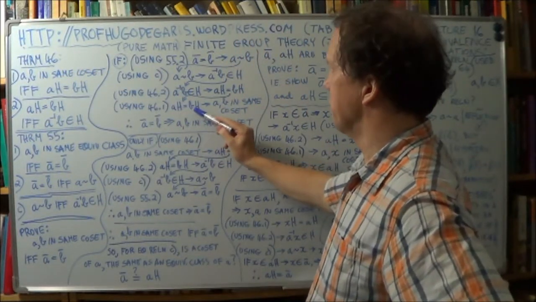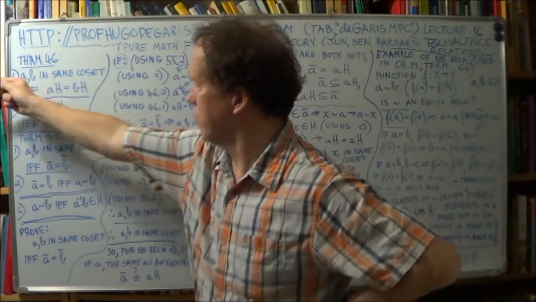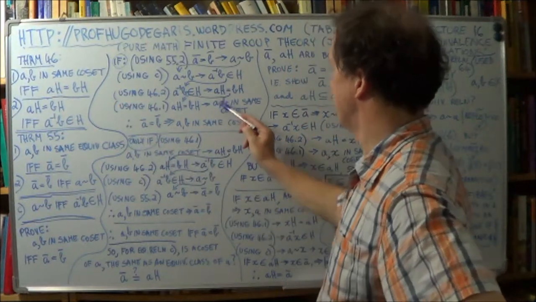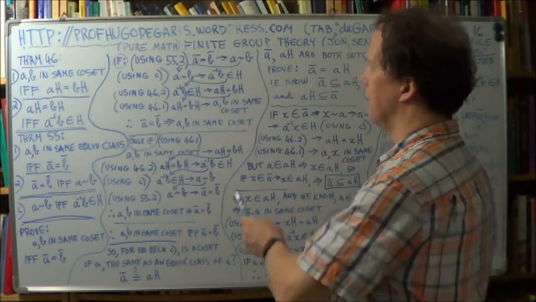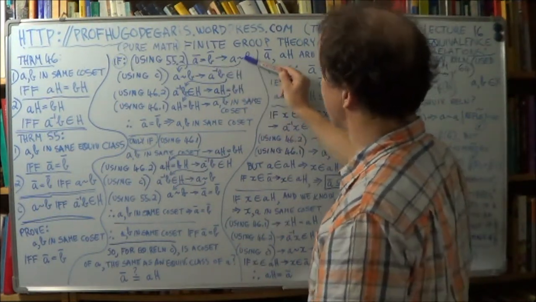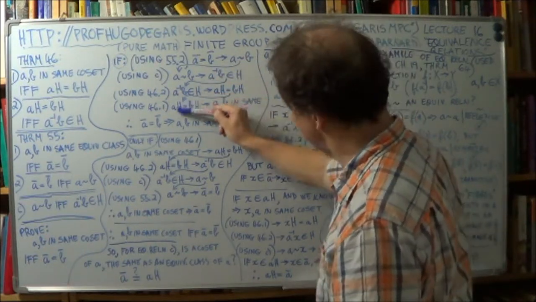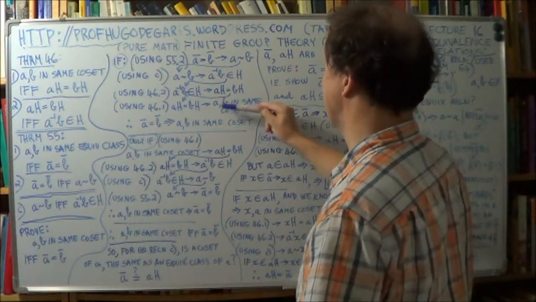If we have AH equals BH, we can go from right to left and deduce A and B are in the same coset. A and B in the same coset. Now, if that's true, then that. And if that's true, then that. And if that's true, then that. And if that's true, then this.